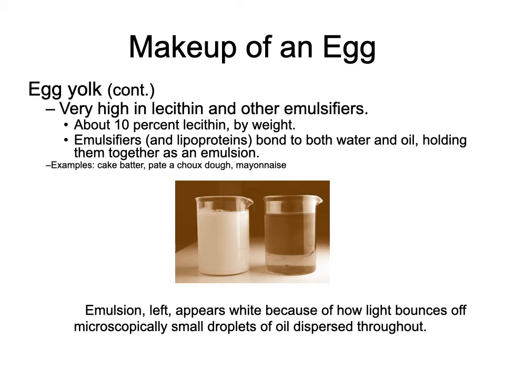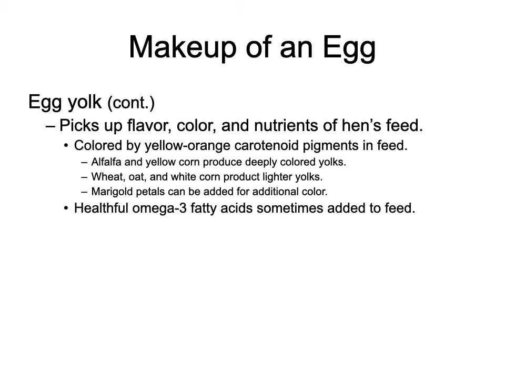Egg yolks do pick up flavor, color, and nutrients from the hen's feed, and here in America, most of our egg yolks are yellow. But I went over to Japan, and I found that the egg yolks there were a distinct orange. It really has to do with what they feed the chickens. The carotenoid pigments that are in the feed affect the color of the egg yolk. They still have the same nutritional value, and they generally will be just as good to eat. It's just that they have a different color.